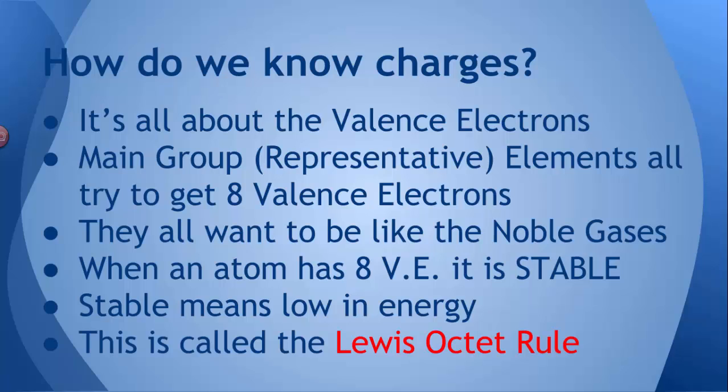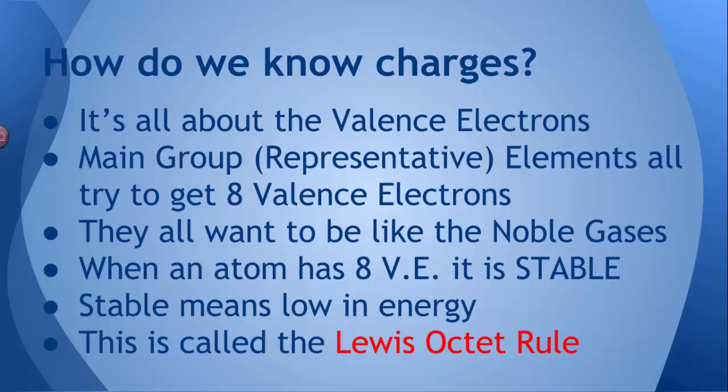This whole process is called the Lewis octet rule. You remember Lewis? He's the guy that came up with the dot structures. He worked with electrons. Well, Lewis also came up with this rule that all atoms try to have 8, octet, 8 valence electrons. So that's the Lewis octet rule. And all atoms will try to do this.